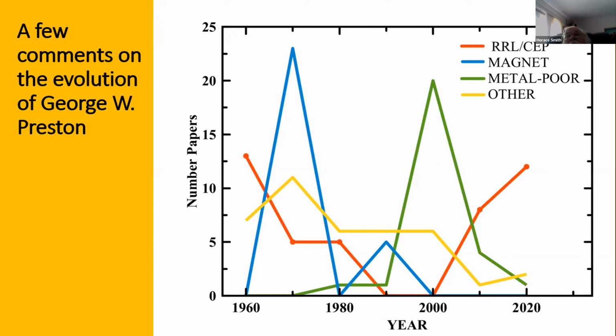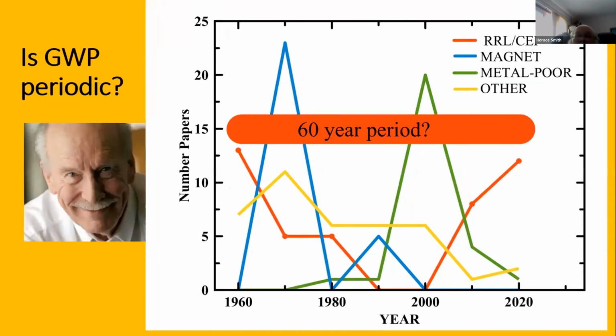And looking at this diagram, one thing occurred to me. Here we see the RR Lyrae stars at the beginning, at the end. Is that a trend, or does it mean that George Preston is periodic? We should know the answer to that question before too long. Thank you, and I hope you were able to follow despite the difficulties there.